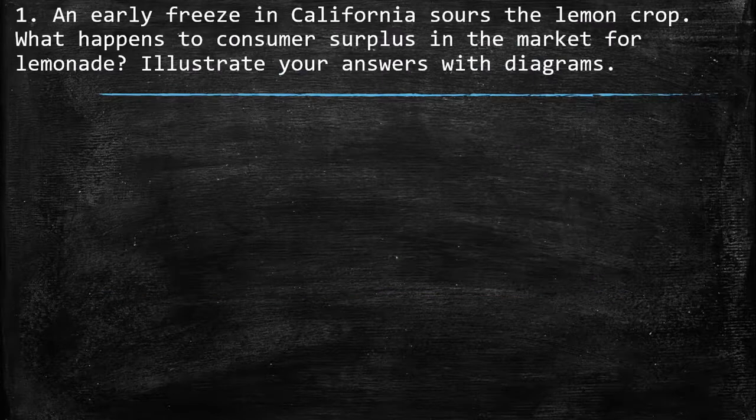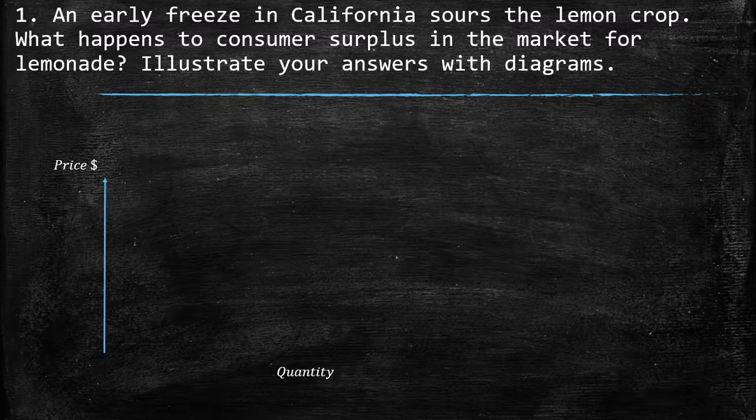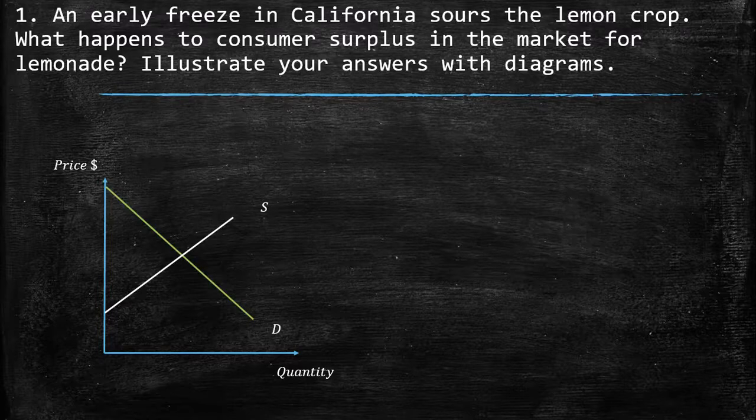So the first question says, an early freeze in California soars the lemon crop. What happens to consumer surplus in the market for lemonade? Illustrate your answer with diagrams. So here we have the price and quantity for the lemon. Here we have the supply and the demand. The point where the supply is exactly the same as the demand curve gives the equilibrium price and quantity, which are denoted by P1 and Q1.